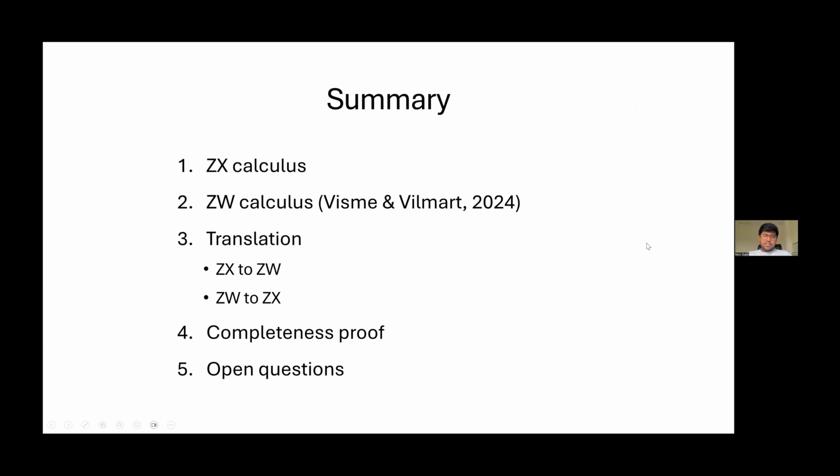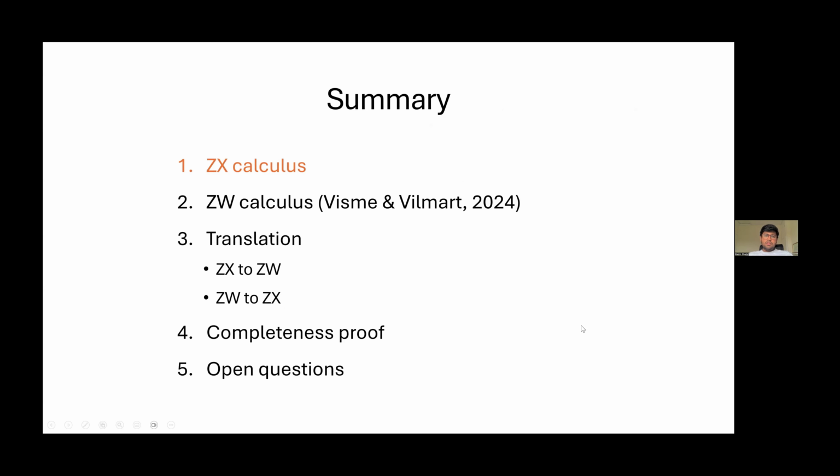And here's the summary of the talk. So first I'll introduce the finite dimensional ZX calculus. And then I'll introduce the ZW calculus, which we will translate the completeness result from. And step 3 is translating from ZX to ZW and ZW to ZX. And then in step 4, I'll show the completeness proof and end with some open questions.